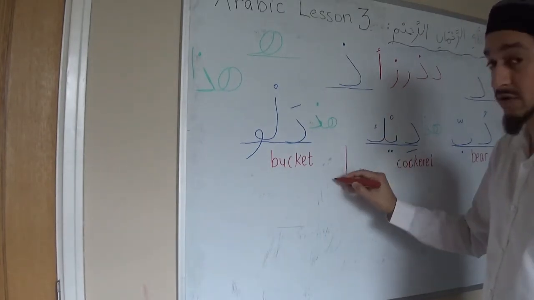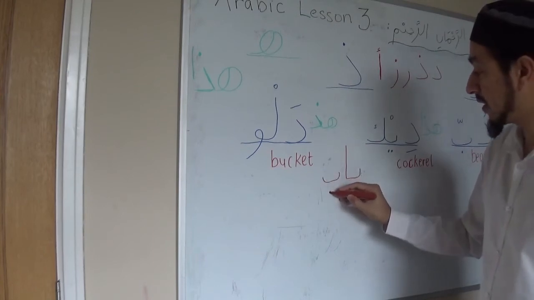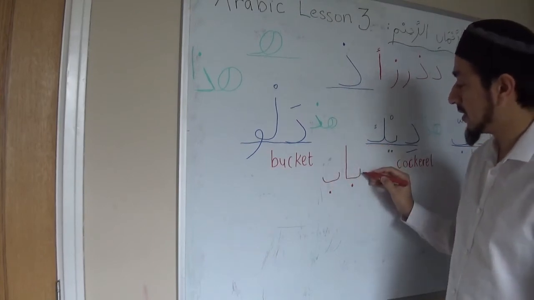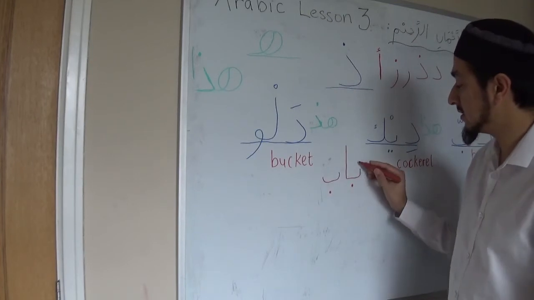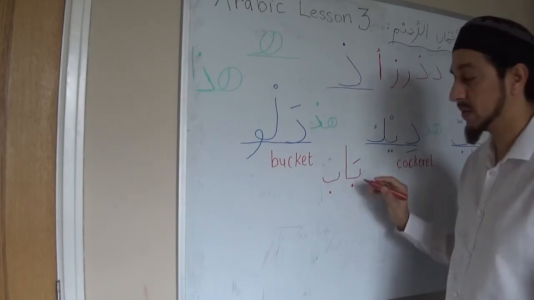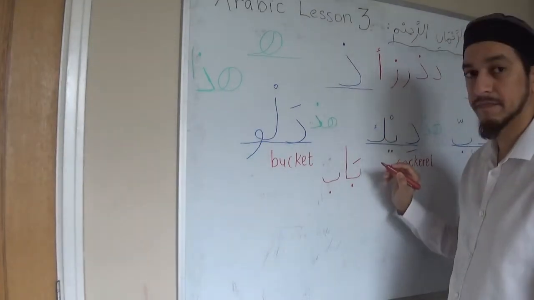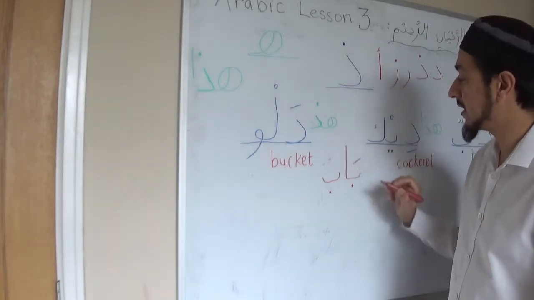As you can see, alif is not joining onto anything. But that is not making a noise. It's just lengthening the bar. Instead of saying ba, you're saying baa. So I just made it long. It's not making a noise.